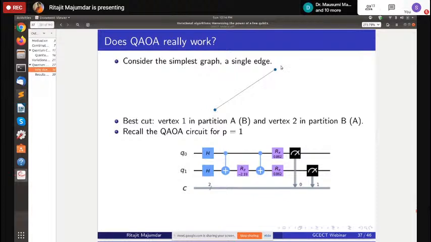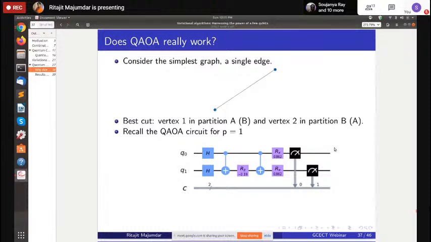Remember, this was the graph that we were talking about. There are two vertices and there is a single edge. What is the best possible cut you can have? Obviously, if you say this is 0, this is 1, or this is 1, this is 0. Both are valid. You can have 0, 1 or 1, 0, any assignment. So we have already seen that this is the QAOA circuit for this graph. And then if we execute this circuit, what we don't want is 0, 0 or 1, 1, right? We want 0, 1 or 1, 0.